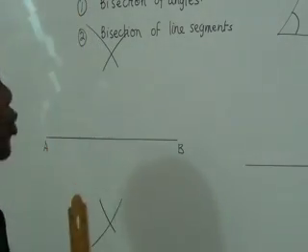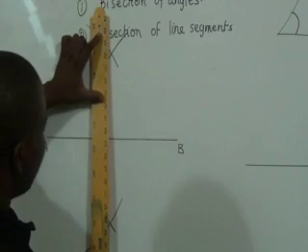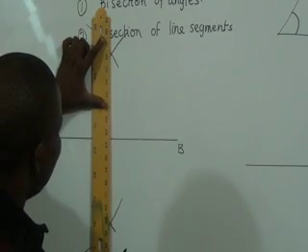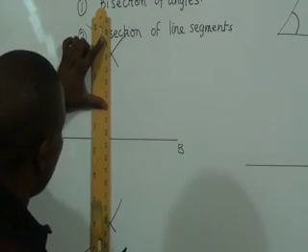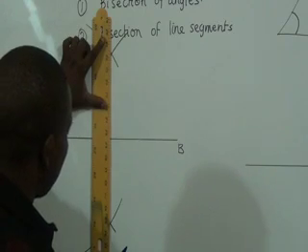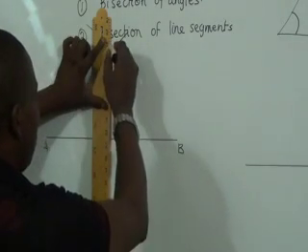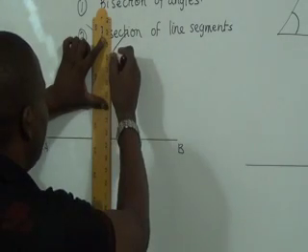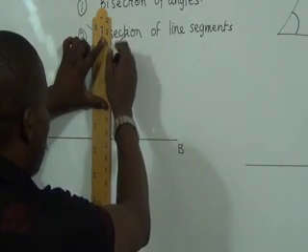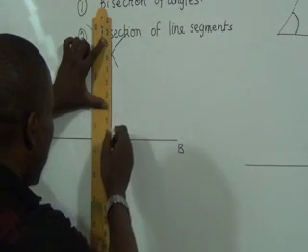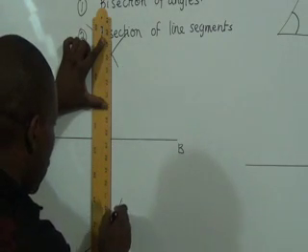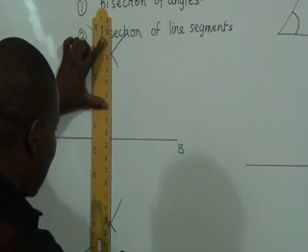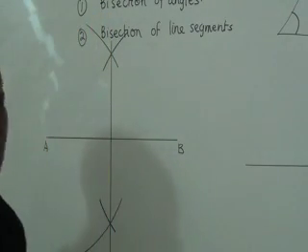So what we are going to do now is to join the points of intersection together. We have 2 points. You join the 2 points of intersection together. Make sure you do that accurately. So draw a line. Now this line we are drawing is known as the line bisector. That is our line bisector.